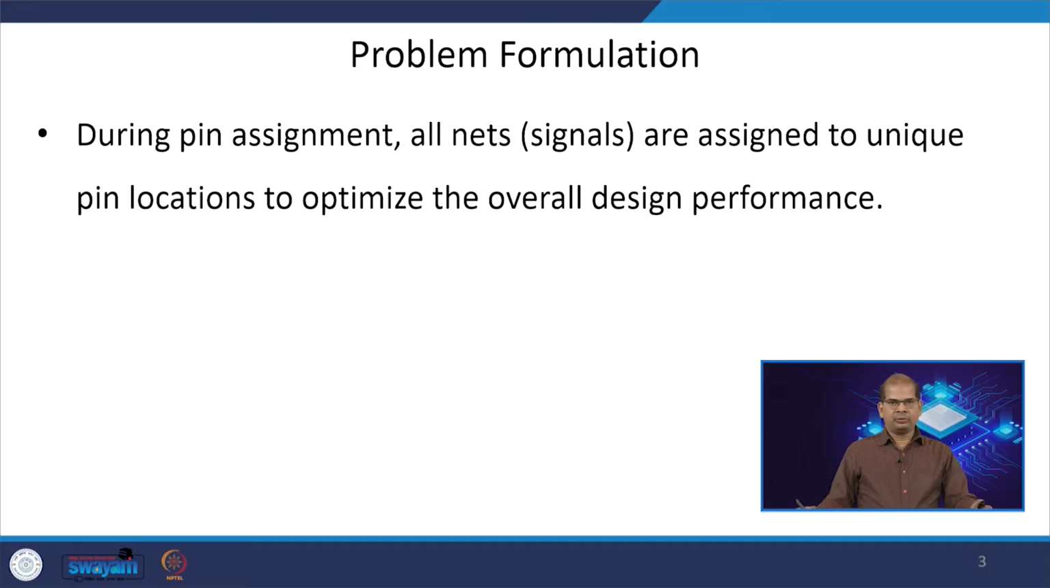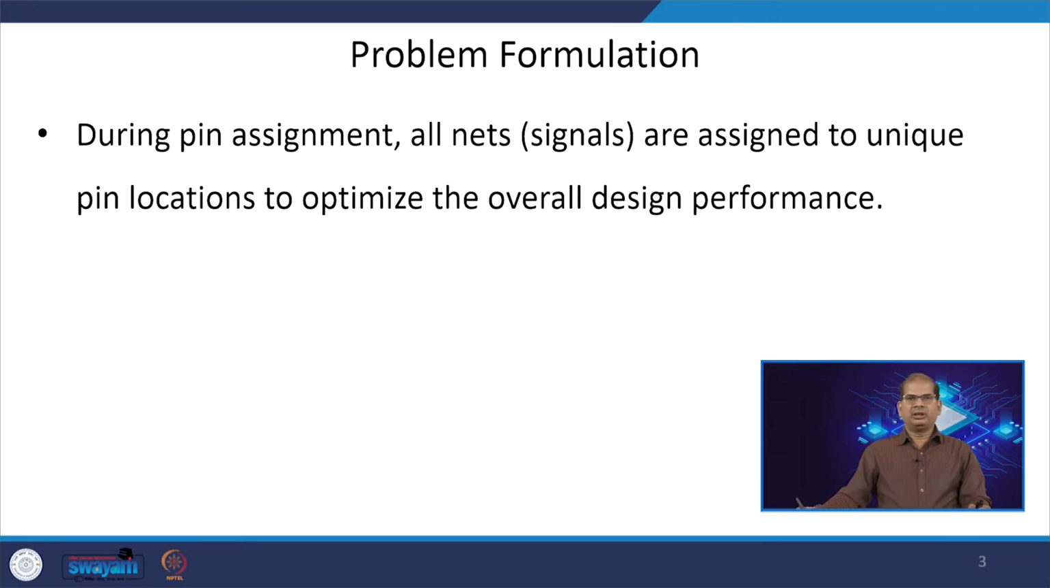Basically, in case of chip planning, there are three steps. One is called floor planning, the second one is called pin assignment, and the third one is called power and ground routing. In this case, we will discuss pin assignment first.